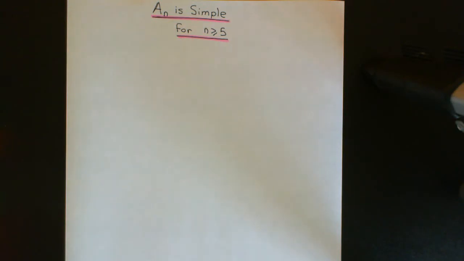In this video we're going to prove that the alternating group on the set of n elements is a simple group for n greater than or equal to 5. This video needs to be watched after the previous video in the playlist on group theory, entitled A5 is simple, in which we proved that the alternating group on the set of 5 elements is a simple group.